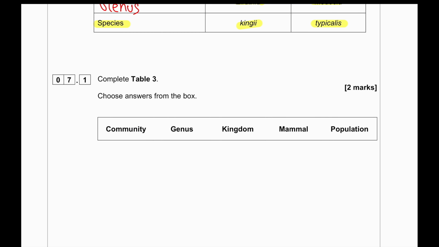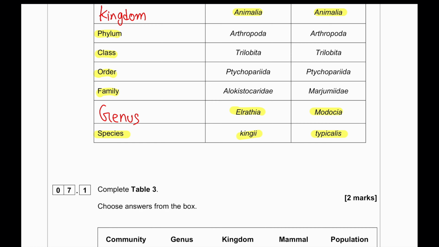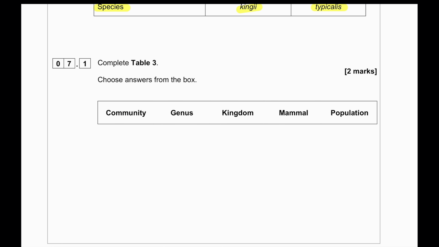Now choose the answer from the box. We already finished it, so it's fine. Let's see why the other ones are not correct. Mammal is not any of the kingdom or genus. Let's see the definition for each one of them. Mammal: any animal that has a mammary gland.